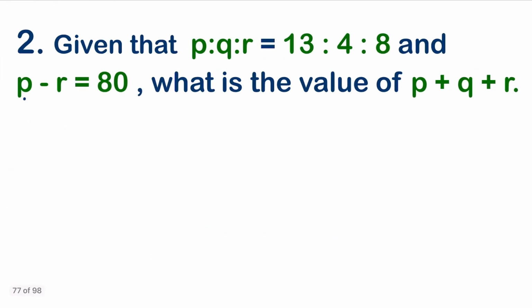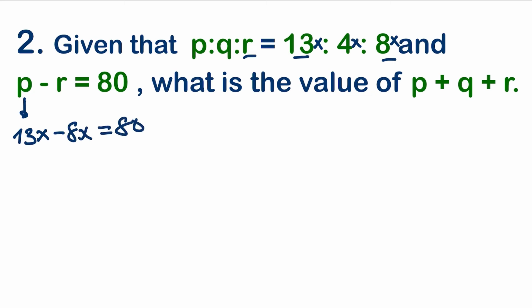We do the same. Given that p is to q is to r, we need to just make sure that we have x here, and p minus r. So this is the formula that we are going to use. The equation p minus r is equal to 80. What is the value of p plus q plus r? We follow the formula. This represents p, so we are going to have 13x, minus r, the last ratio, 8x, should be equal to 80.